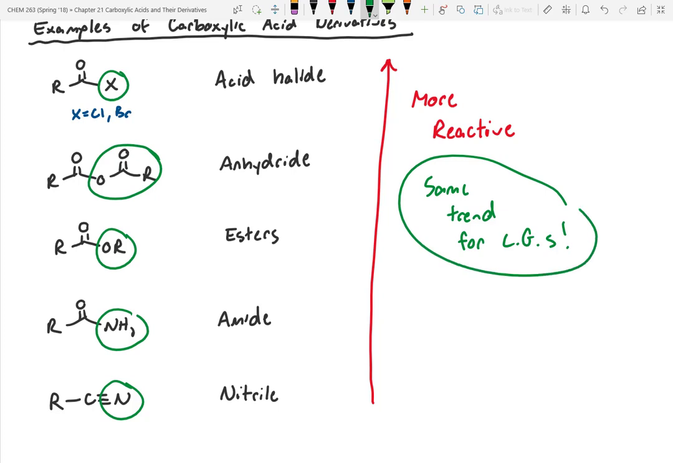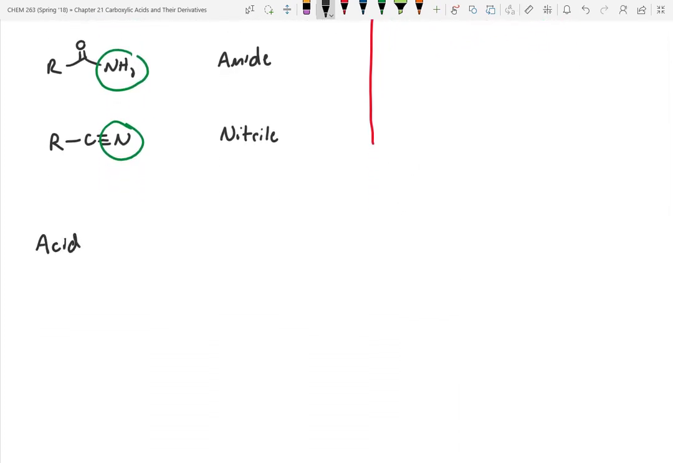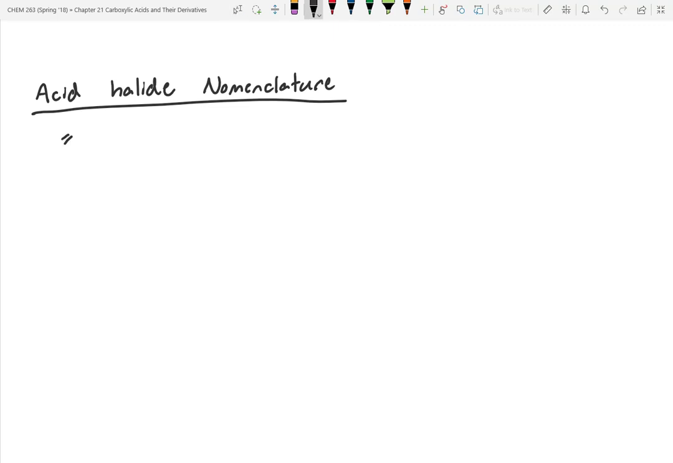All right, we've got about 10 more minutes, so we'll do a little bit of nomenclature and no more reactions. So we'll start with acid halides first. And the general trend is that you have a yl bromide or chloride suffix. So I'll show you a few examples.